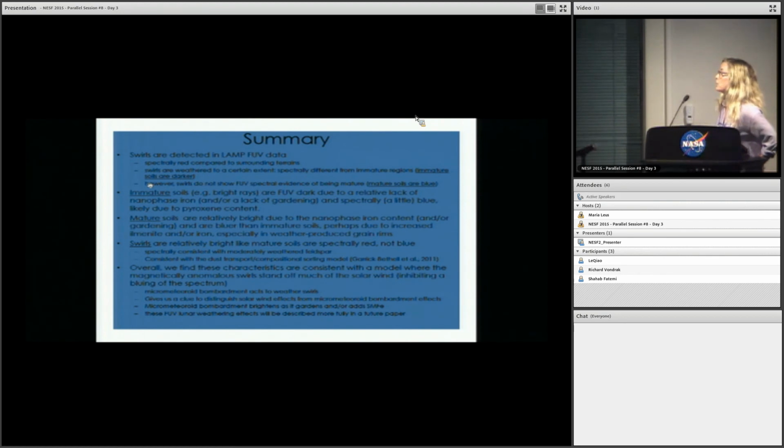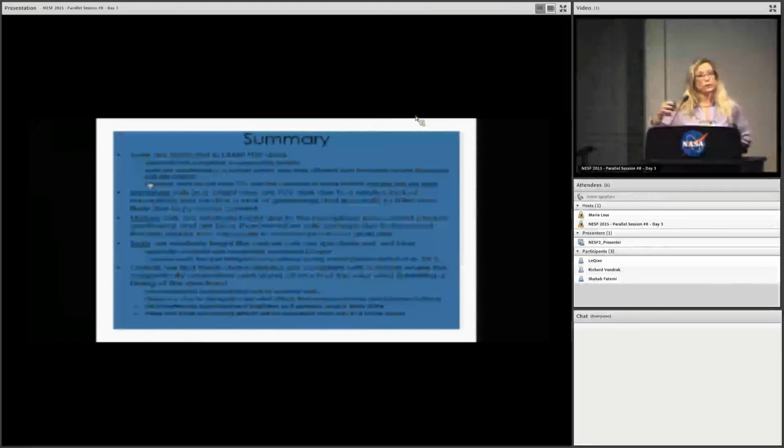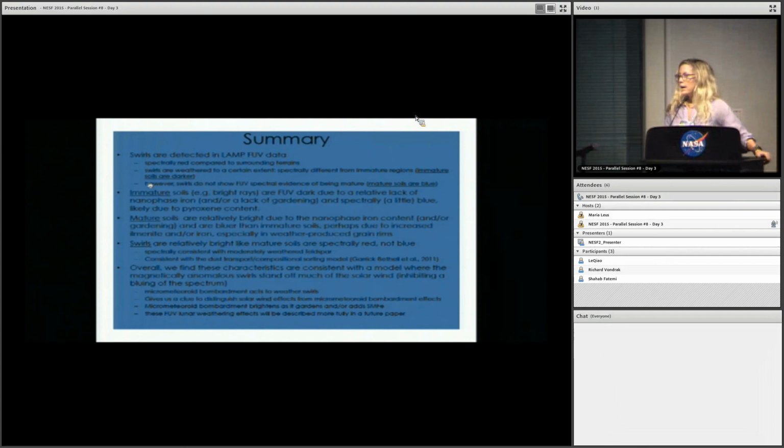And so this gives us a clue to distinguish the effects of weathering from a couple of different types of processes. And we're going to be working more on that in a future paper here. And I'll also mention that the more data we get from LRO, the better, so go LRO. Thank you.